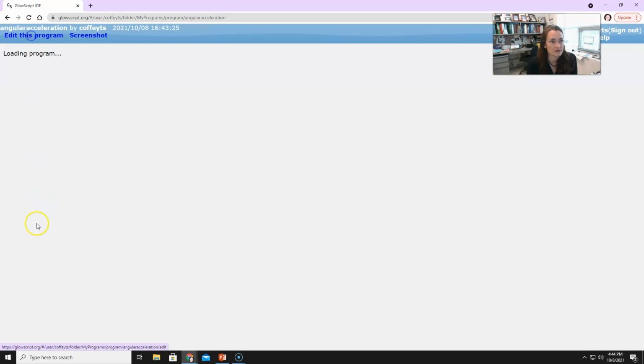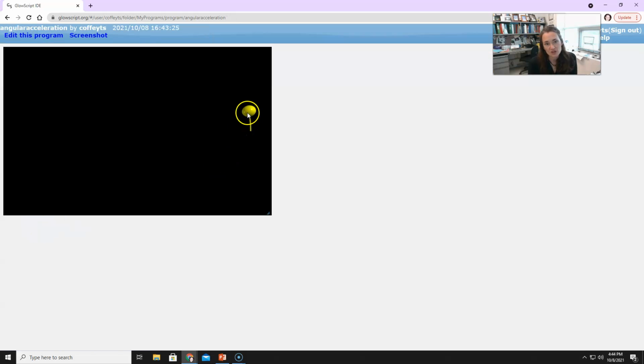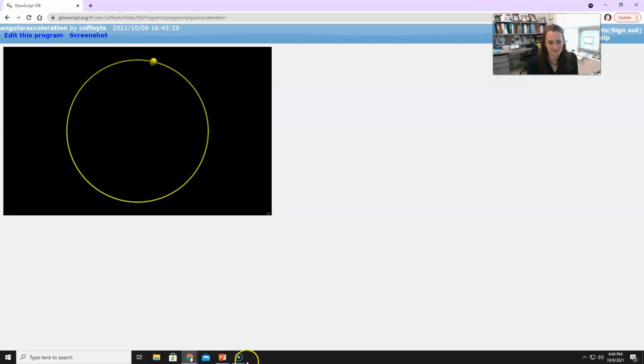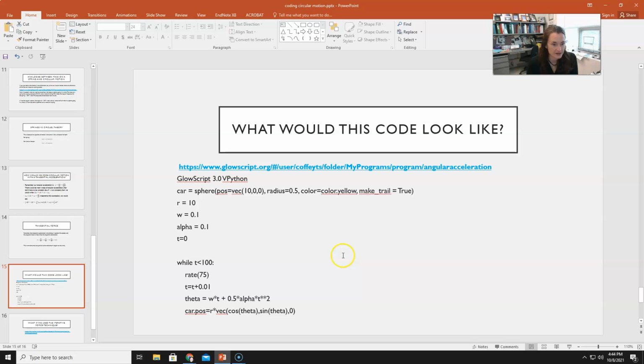Let me run this. You can see it starts off slow, and it's very quickly picking up some speed. And there it goes. Okay? So that's the rotational kinematics equations directly coded into VPython so that you can see how they work and see the conceptual connection there. And this code is in my public folder, so you're free to look at it anytime you like.